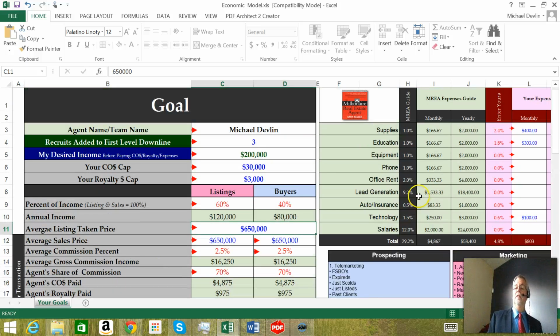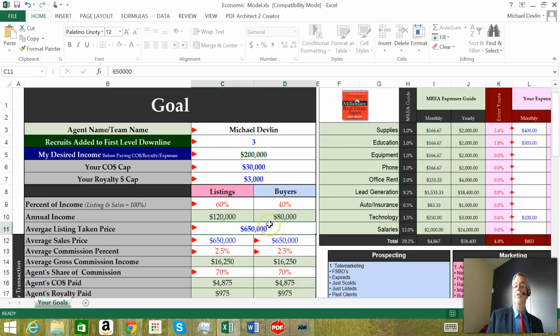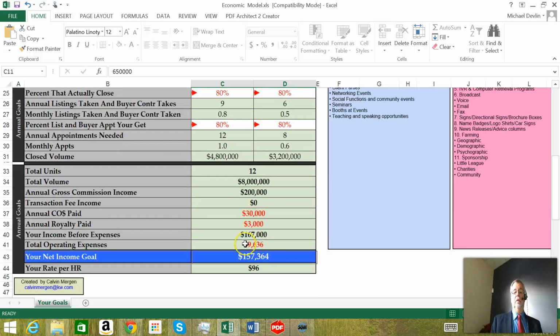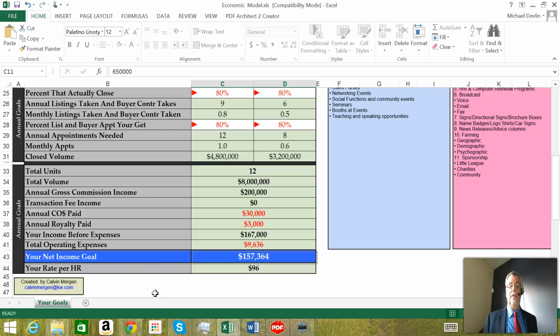What this does is it takes these numbers, adds them down here, and does the subtraction. So using those numbers, we'll be looking at $800 a month in expenses, which would be $9,636 in a year. Our net income would be $157,364, and you'd be making $96 an hour. That's assuming a 40-hour work week, which puts you just a little bit below the average plumber. It's sort of a joke, but not too funny if you've had a plumber.